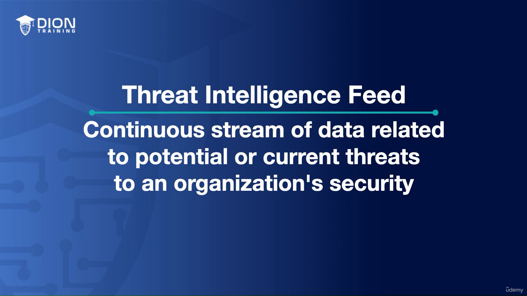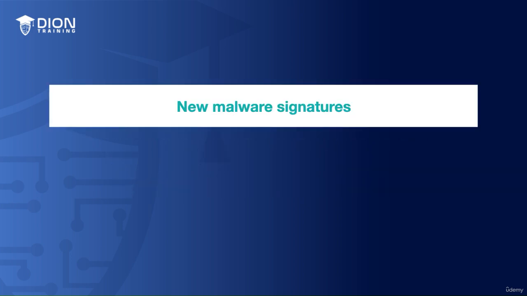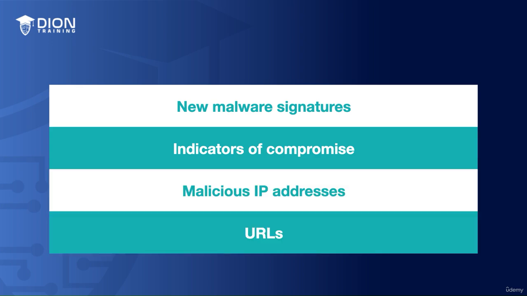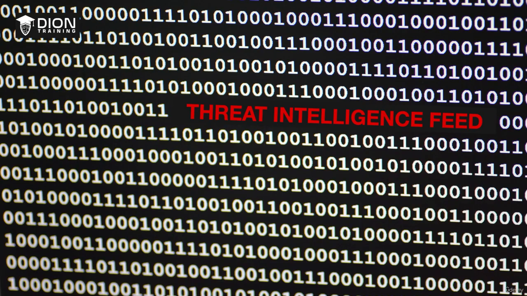Threat intelligence data is collected, analyzed, and disseminated by security researchers, organizations, or automated tools, and it's then used to provide real-time or near real-time updates on various aspects such as new malware signatures, indicators of compromise, malicious IP addresses, URLs, and much more. There are many different kinds of feeds that can be used by an organization so they can stay abreast of the latest security threats, and that way they can proactively enhance their security posture.